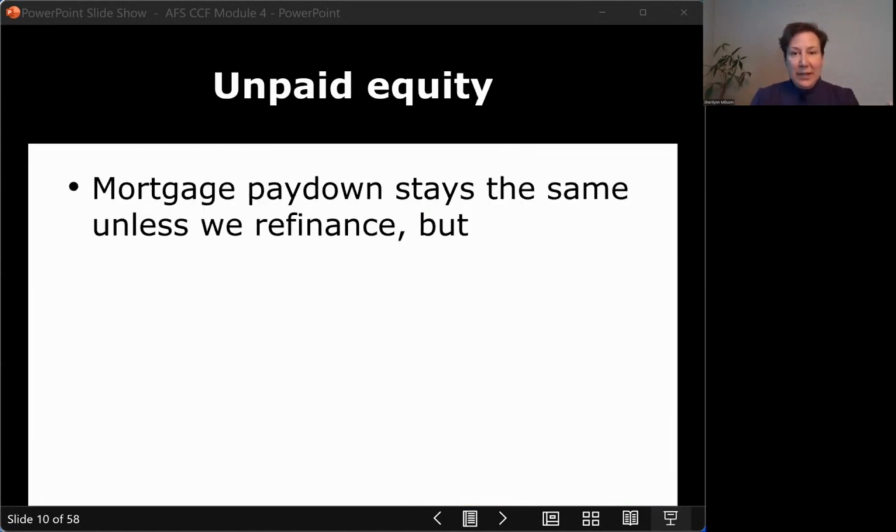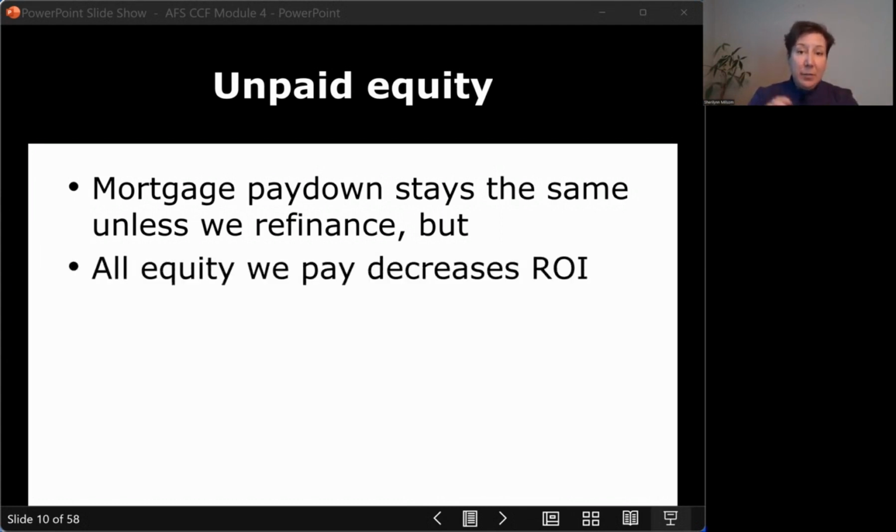Now, with that unpaid seller's equity, with the cash portion, the mortgage paydown rate stays the same, because even if we're renewing the mortgage, the amortization length stays the same. So your payment's going to change with a mortgage renewal, but the rate of paydown of principal is going to stay the same. But when we're paying some of that cash portion to the seller out of our pockets, then we're really decreasing our return on investment because we're investing more money.